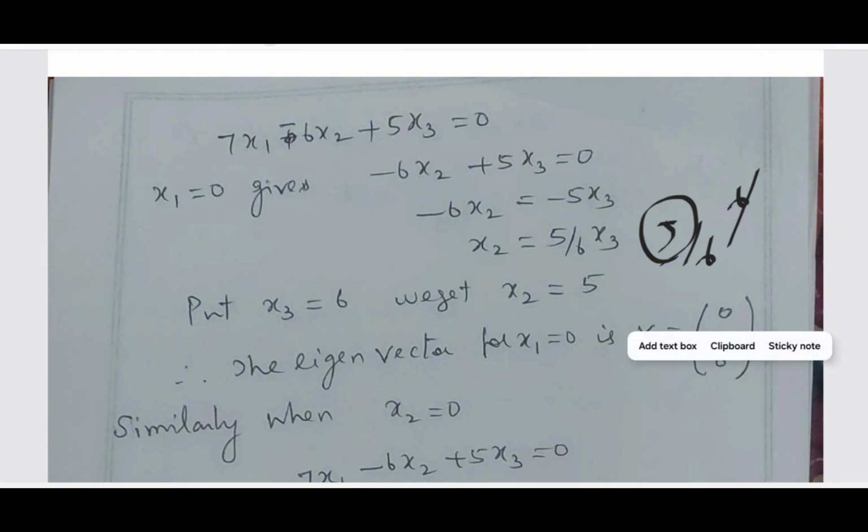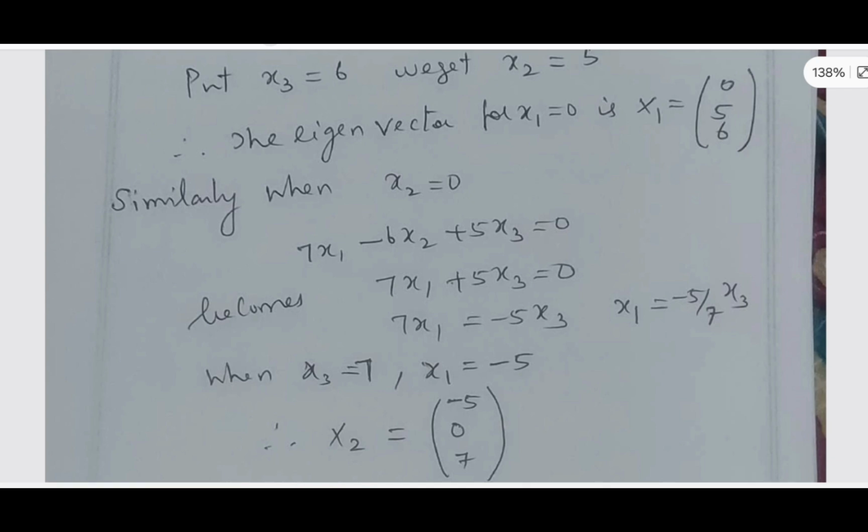Is it clear? Similarly, we go for finding by assuming x2 is equal to 0. When x2 is equal to 0, in the same equation, you put x2 is equal to 0 here, and this will vanish. You write the remaining 7x1 plus 5x3 is equal to 0, 7x1 equal to minus 5x3, x1 equal to minus 5 by 7 x3. Here also you can put an arbitrary value. As usual, I have taken 7, so the 7 gets cancelled and you get a minimum value. So x3 is equal to 7 means x1 equal to minus 5. So that is another vector: minus 5, 0, 7.